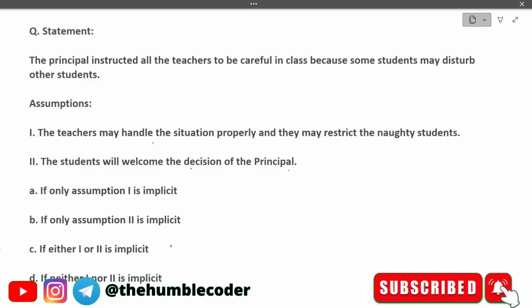The correct answer for this will be option A, which is only assumption 1 is implicit. Why so? Because 1 is implicit as the principal is assuming that the teachers can manage the situation. So teachers may handle the situation properly and they may restrict the naughty students. That is why only statement 1 is implicit. The correct answer in this question will be option A. Moving on to the next one.